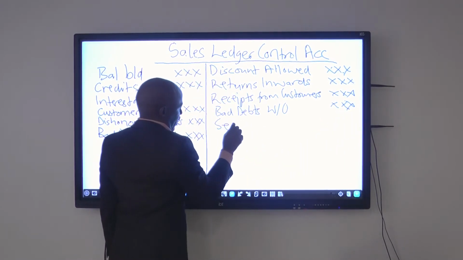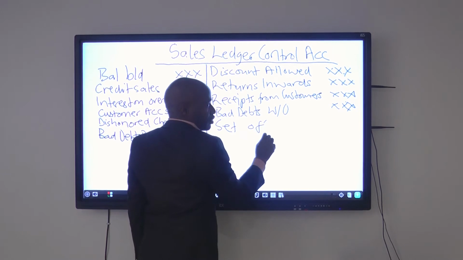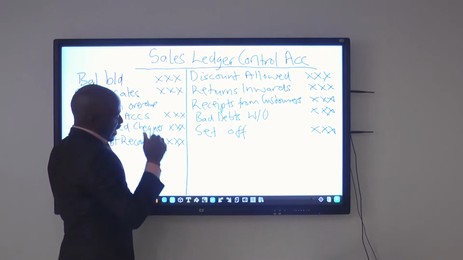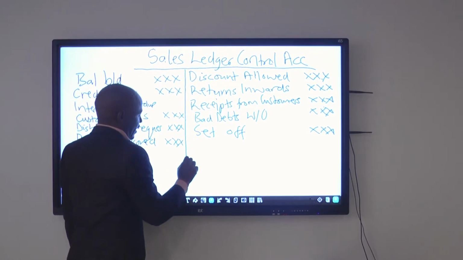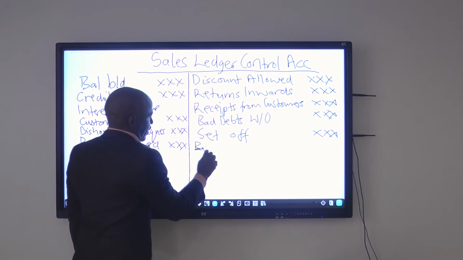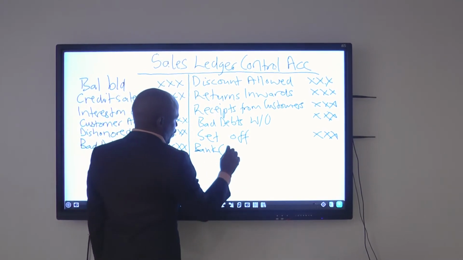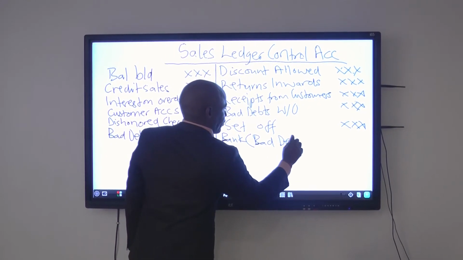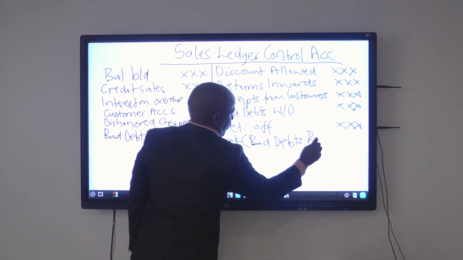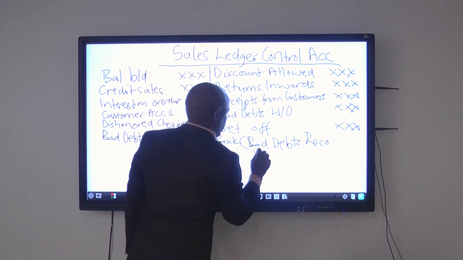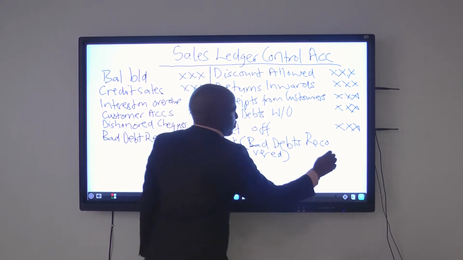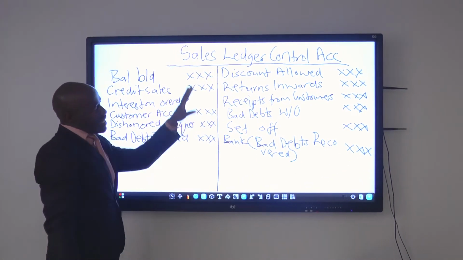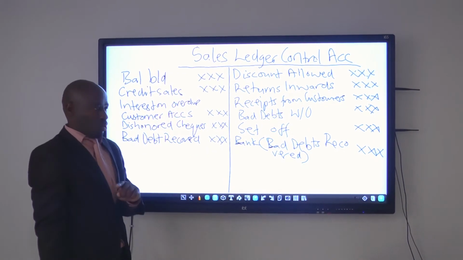We also have a set off. We also have instances where we have recovered a debt. So this is bank in respect of bad debts recovered. Now, these are the entries that we have in the sales ledger control account.